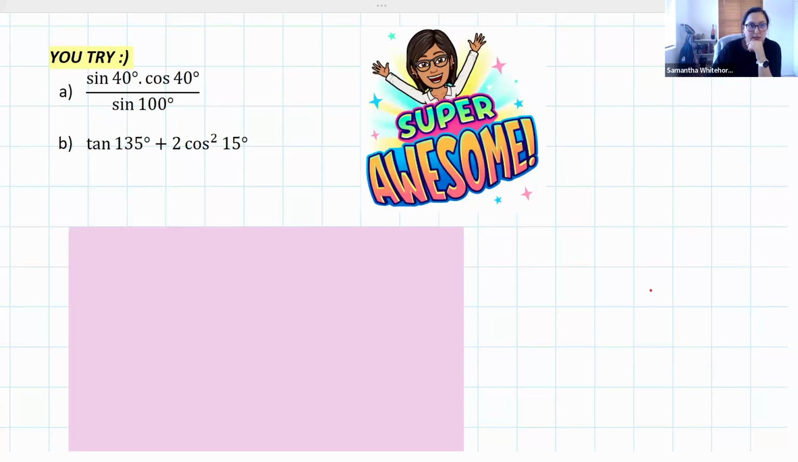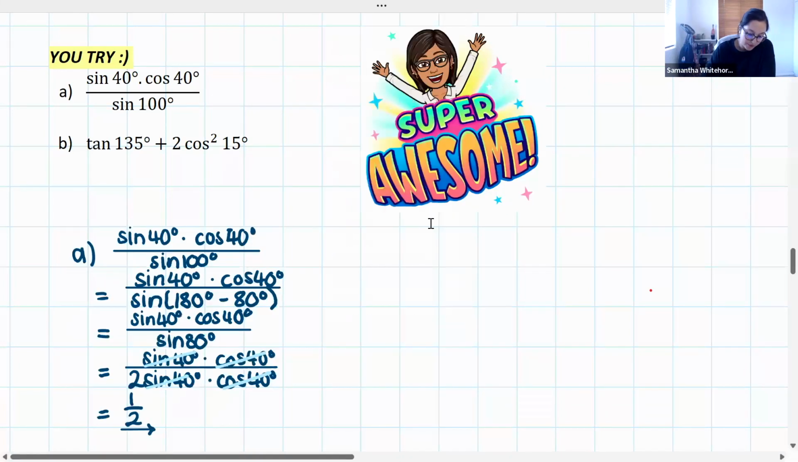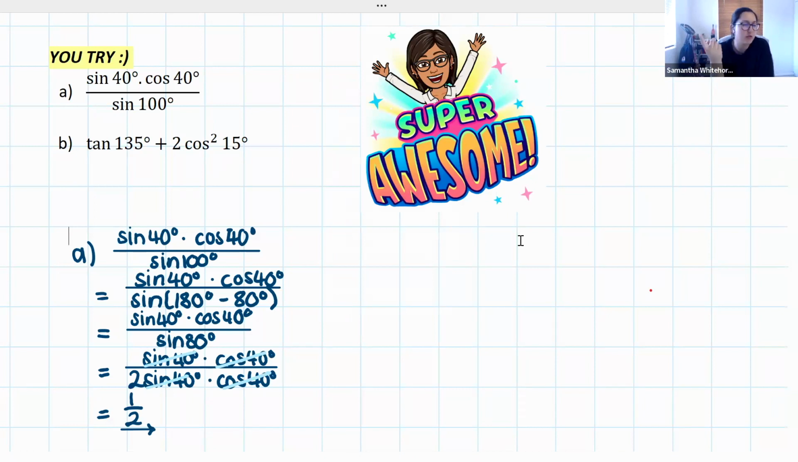Okay, guys, let's have a look. If you're not finished, don't stress. You can just take screenshots and you can mark what you have so far. But let's have a look at what we needed to do here. So for question A, it was very similar to the first example that we did with a similar fraction situation, because it's only one fraction.